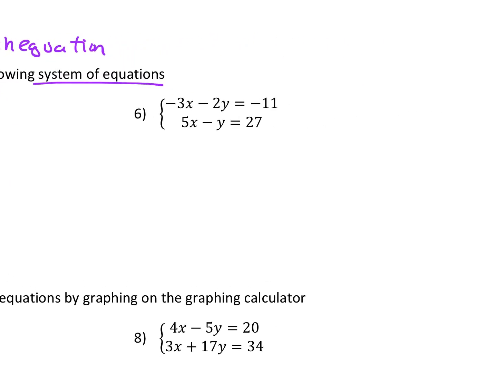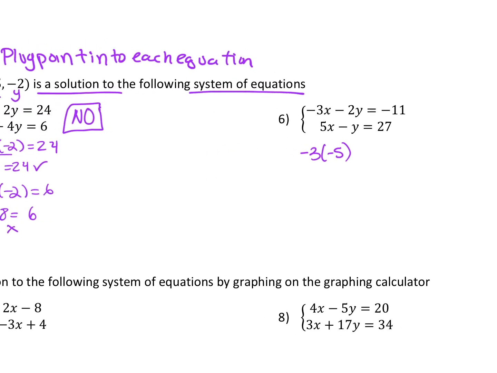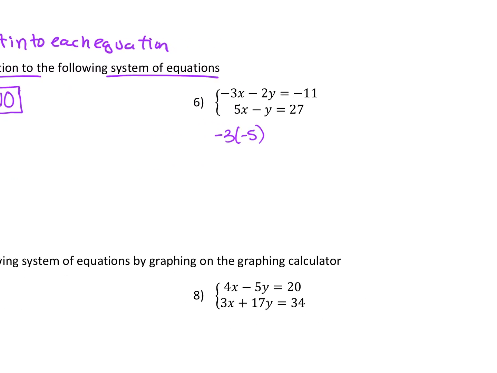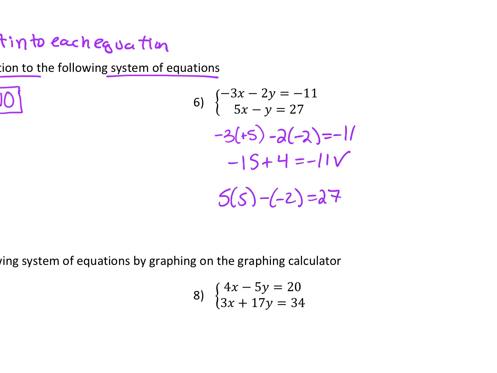Now let's check it for this one. So negative 3 times negative 5, right? Negative 5. Nope. Positive 5, negative 2. So we have negative 15 plus 4 equals negative 11. Well, that's true. And then 25 plus 2 equals 27. Also true. So yes, that point is a solution for number 6.